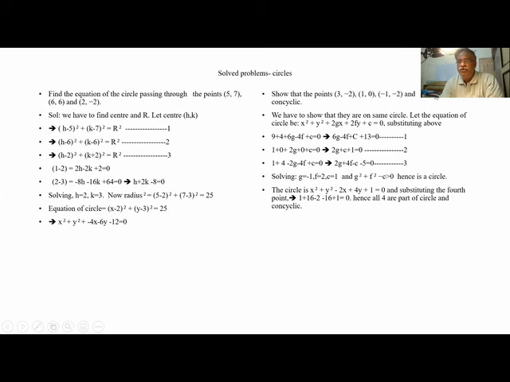Now I substitute the 4th point in this. Whether this 4th point is satisfying the circle, substituting the 4th point also satisfies the circle. That means this point is also on the circle line. So that means these 4 points are concyclic, on the same circle.